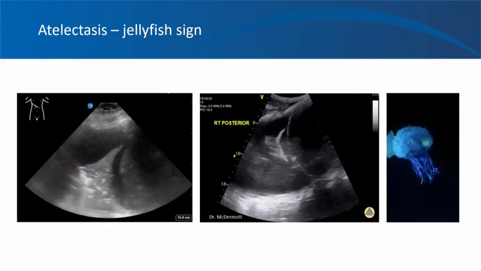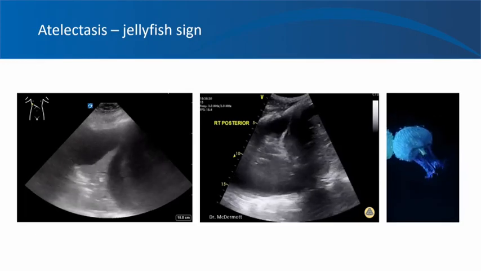And I think we covered most of the common pathologies that we see on lung ultrasound.